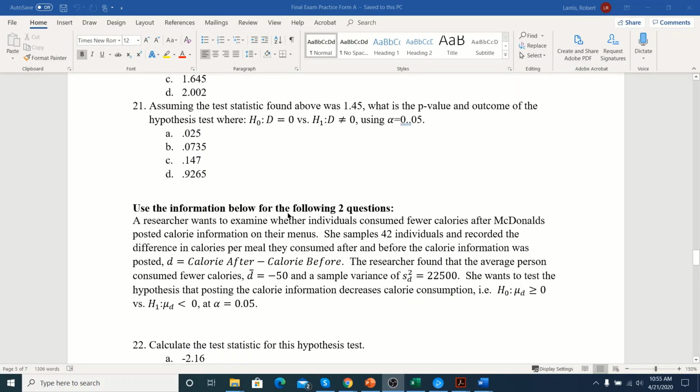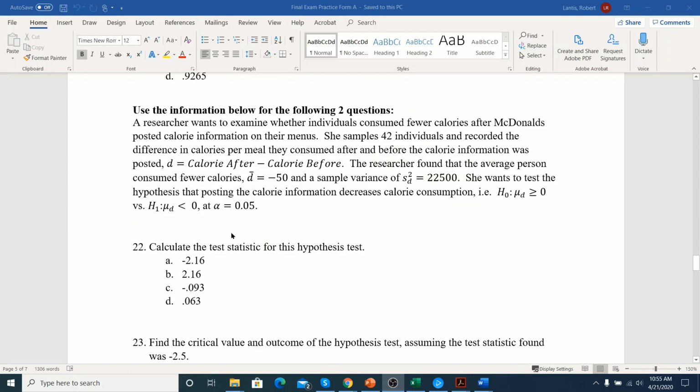Moving on to 22. So let's say we have this example where we're looking at calorie consumption before and after they post calories on the menu at McDonald's, right? We got 42 individuals. We find a mean difference of negative 50, and then a variance of these 42 individuals of 22,500. So if you want to do the test that has calorie consumption decreased, right, is that average difference negative or less than 0? We're told the alpha is 0.05, so this is a 95% confidence level.